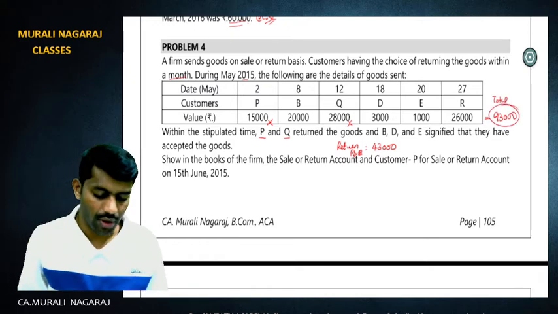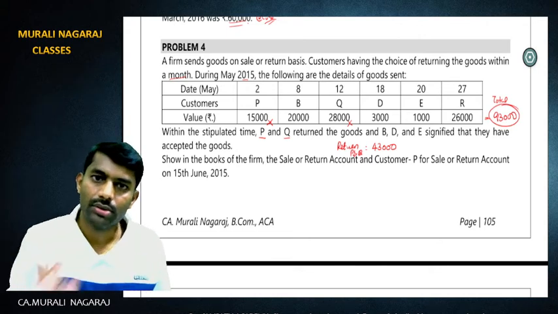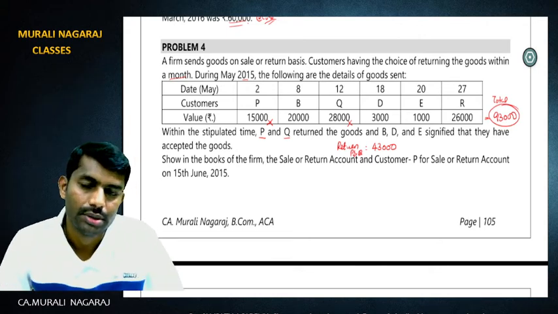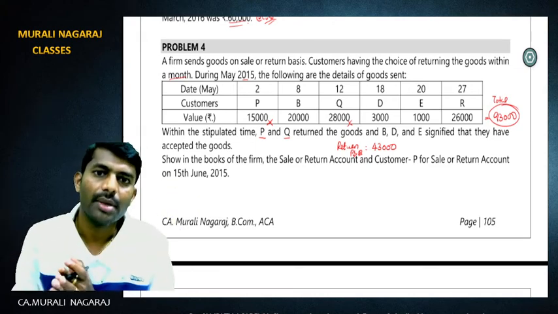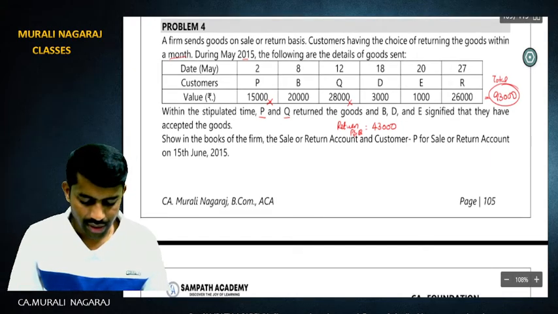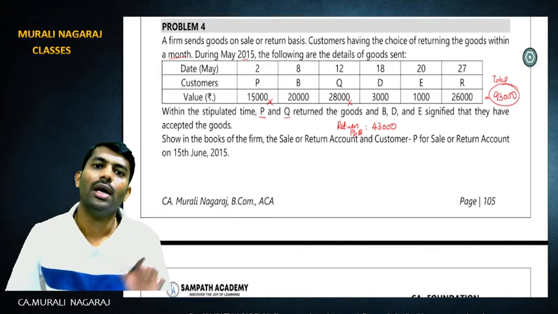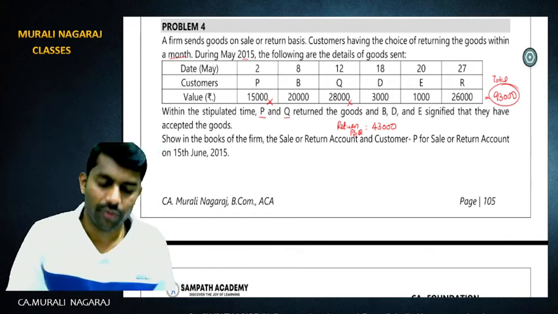So for this, the entry will come like this: individual customers' account debit to sale or return account, if it's memorandum books. At the time of goods sent, in main books, no entry. But here in memorandum books, this is the entry that will come. Now, when goods are returned, the two customers P and Q have returned, so for them the reversal entry will come for 43,000.